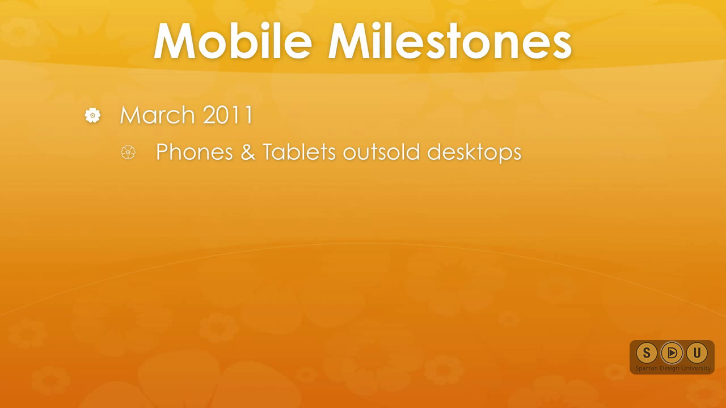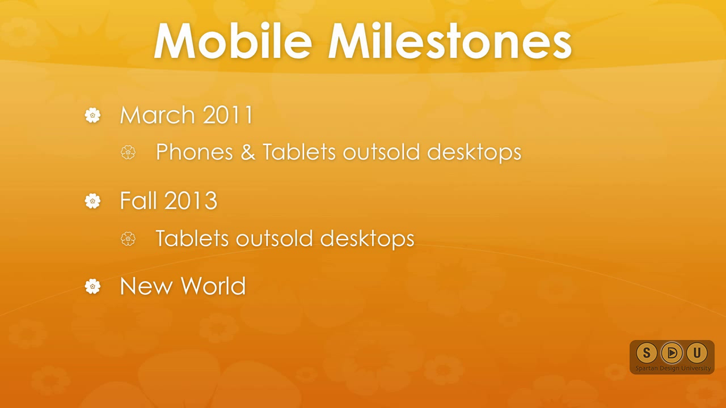First of all, March 2011 was a huge time. It's when phones and tablets combined outsold desktop computers. Fall of 2013, tablets alone outsold desktop computers. We're in a new world. Things are changing really rapidly. The size of the display, which previously was growing, is now suddenly shrunk to the tiny handheld phone, as well as a huge, ginormous monitor.